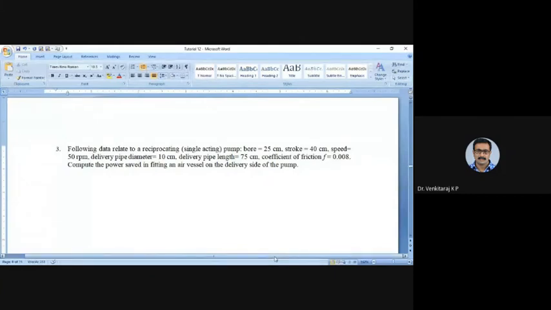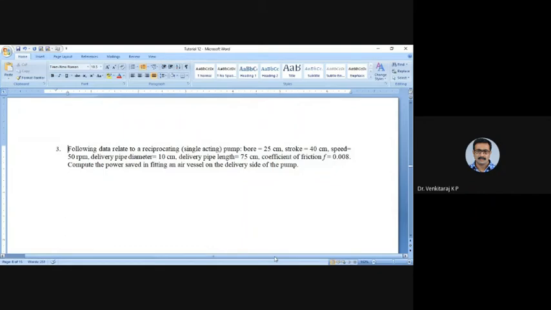Third problem. The following data relate to a single acting reciprocating pump: bore 25 centimeters, stroke 40 centimeters, speed 50 rpm, delivery pipe diameter 10 centimeter, delivery pipe length 75 centimeter. Coefficient of friction f is equal to 0.008. Compute the power saved in fitting an air vessel on the delivery side of the pump.